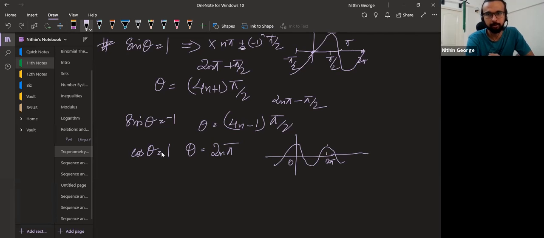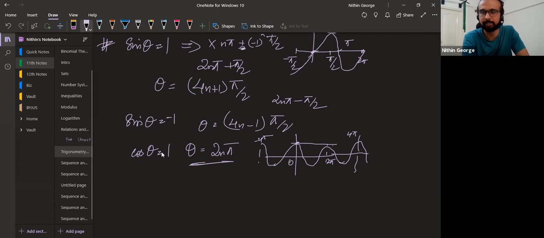4 pi, minus 2 pi, and so on. So basically, you have to understand that cos theta equal to 1 between 0 and 2 pi happens at 0 and 2 pi. And that keeps repeating at 0, 2 pi, 4 pi, 6 pi, and so on. So that's why you say theta is nothing but an even multiple of pi.